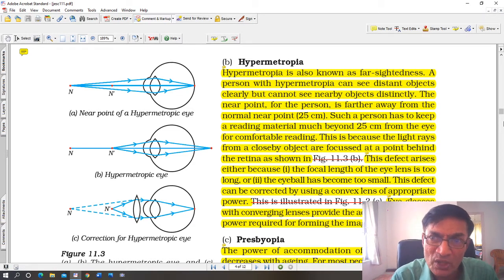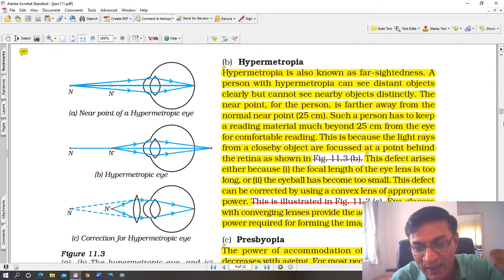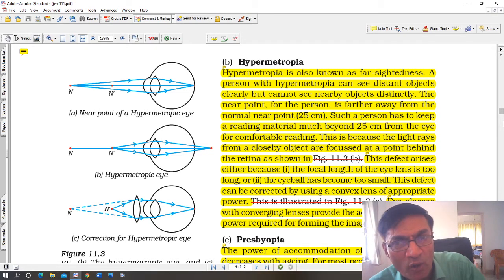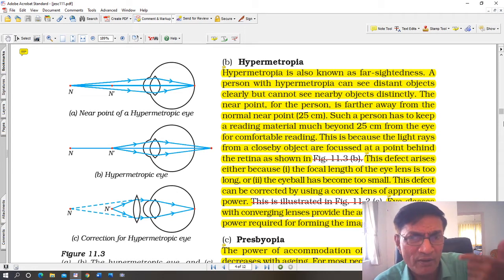So to focus the rays of light on the retina, a convex lens of appropriate focal length is used. It will just converge the rays of light a little bit, and now you will be able to see a sharp image on the retina. So a convex lens is used to correct hypermetropia. It has plus focal length, plus diopters. Whereas to correct myopia or nearsightedness, you require a concave lens.